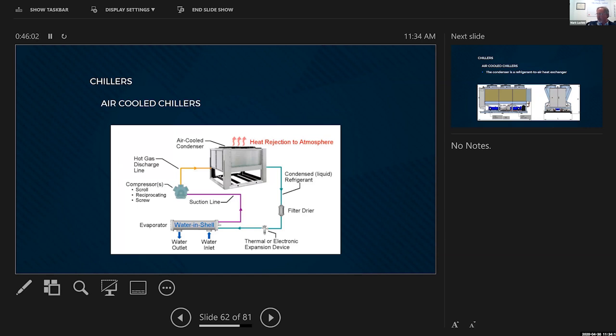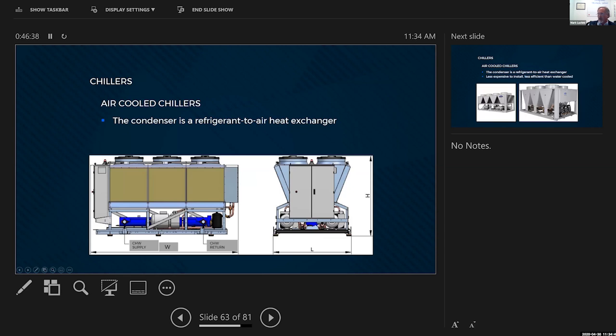These are fairly common in the type of work that we do. They are much less expensive to install than a full water-cooled system. You can see the refrigeration cycle's the same. Coming out of the compressor, hot gas into the condenser where it gets cooled and condensed, and then sprayed into the evaporator where it goes back into a gas and gets sucked back into the compressor. So basically, long story short, in an air-cooled chiller, your condenser is a refrigerant to air heat exchanger.